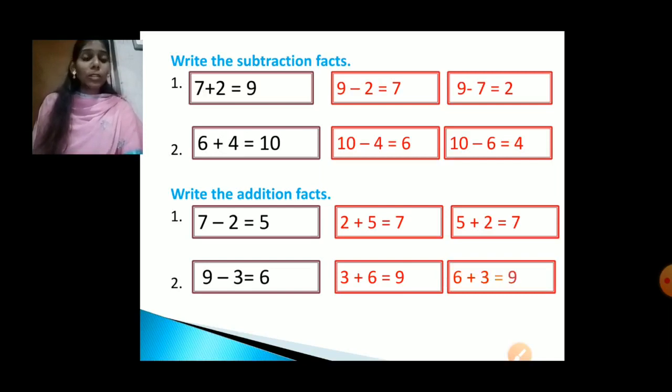It means whether we add 3 plus 6 or 6 plus 3, the answer will come the same number. Okay, that is the bigger number.